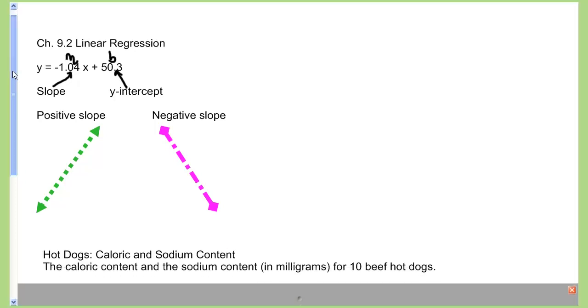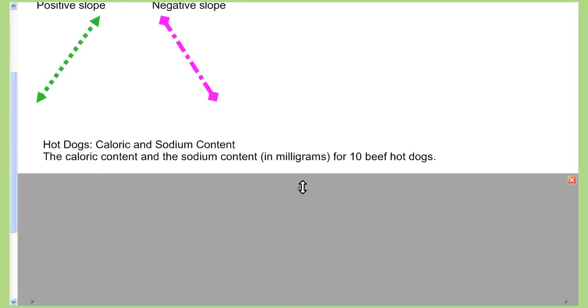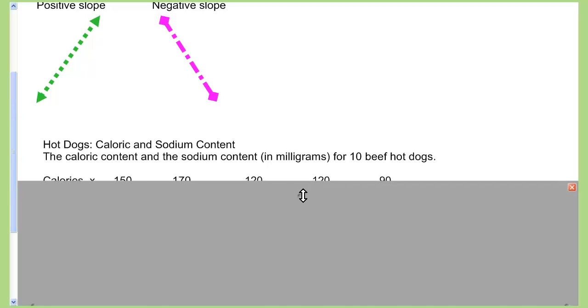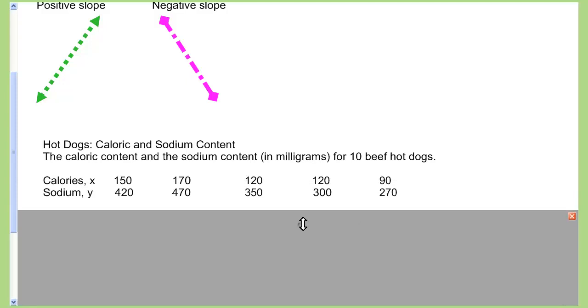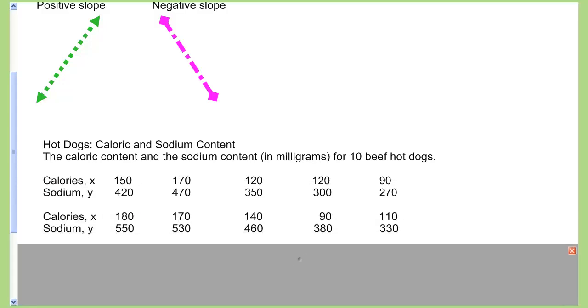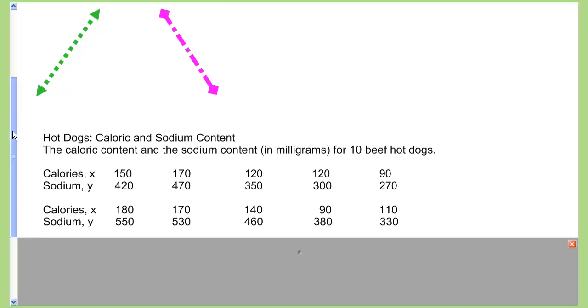So here's the problem we're going to look at. Hot dogs, caloric and sodium content. The caloric content and sodium content in milligrams for 10 beef hot dogs. Here's the first chart. That's your calories. And this is the second chart, and this is going to be another set of hot dogs. So this is 5 hot dogs, and that's another set. These are the calories for X, and Y is the sodium. So calories and sodium. So that's your content for your hot dogs.